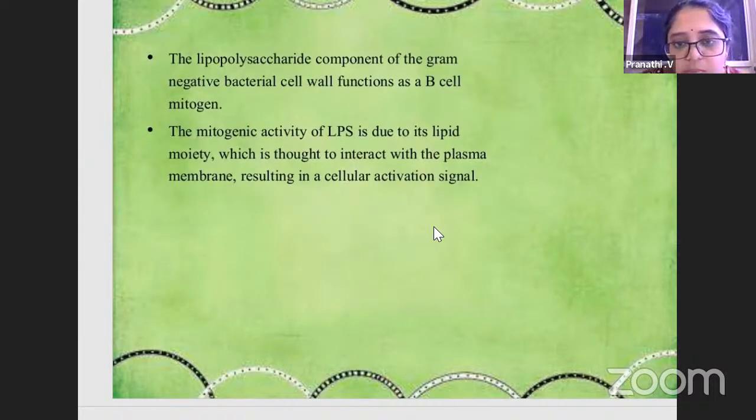And if you see the lipopolysaccharide component of the different kinds of bacterial cells, especially the gram-negative bacteria, you have a B cell mitogen. So this LPS, that is your lipopolysaccharide layer, has a mitogenic activity because of the presence of the lipids in them. So that interacts with the plasma membrane. This causes the cellular signal to be activated.